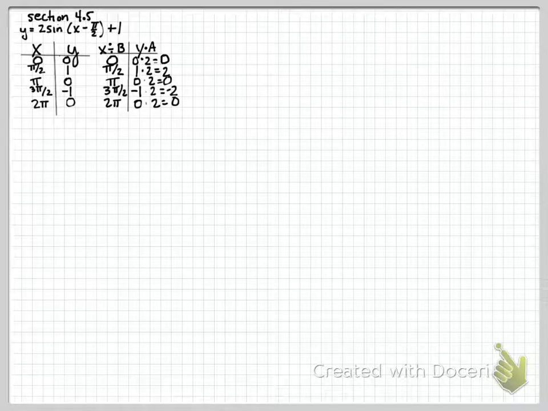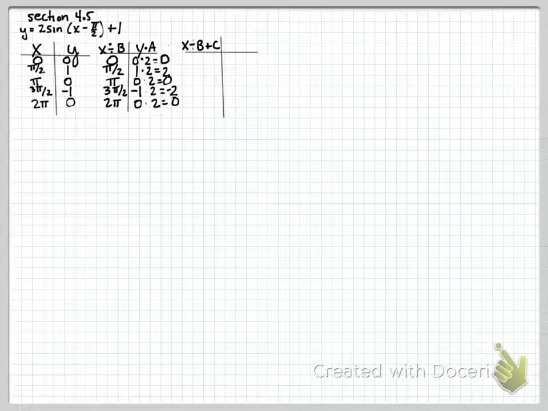Now, our last set of points. I'm going to take my x divided by b plus c. Now I know Mrs. Armstrong uses c divided by b. I just use c. It's the same thing. You look in the same spot in your equation. And y times a plus d.